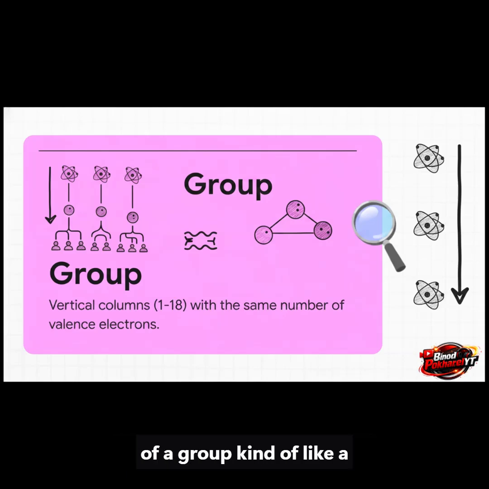You can think of a group kind of like a biological family. Elements in the same vertical column share the exact same number of valence electrons, and those are simply the electrons sitting in the very outermost shell of the atom. Because they have that same outer shell setup, they exhibit incredibly similar chemical behavior and traits. Basically, if you know how the top element in a group reacts, you already have a really good idea of how the one at the very bottom is going to react.